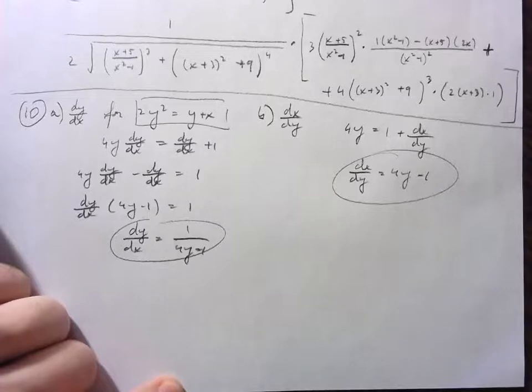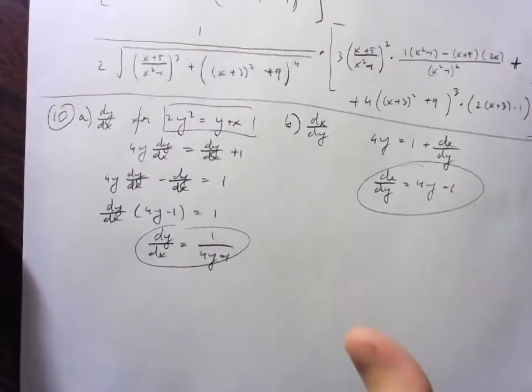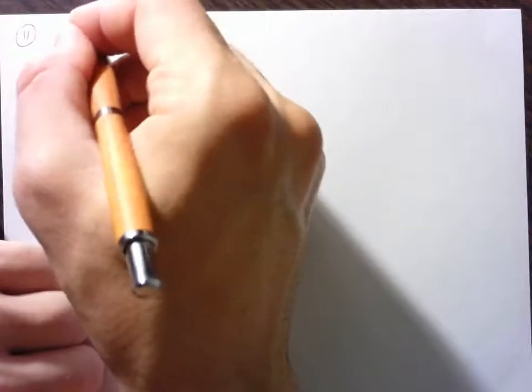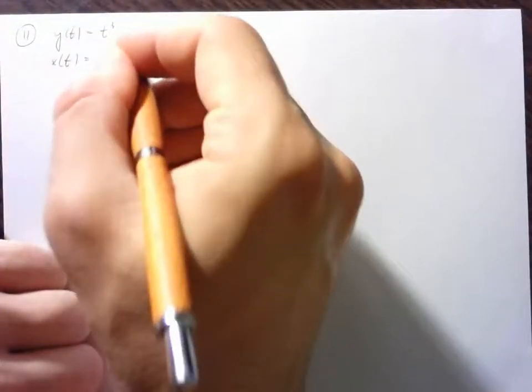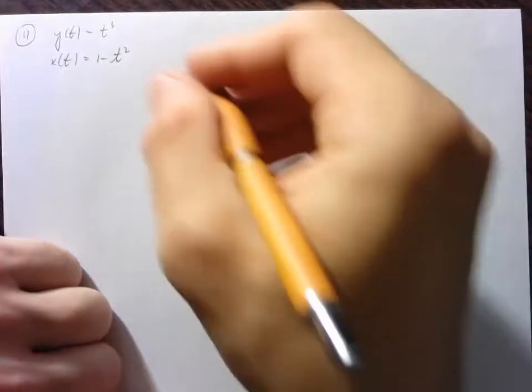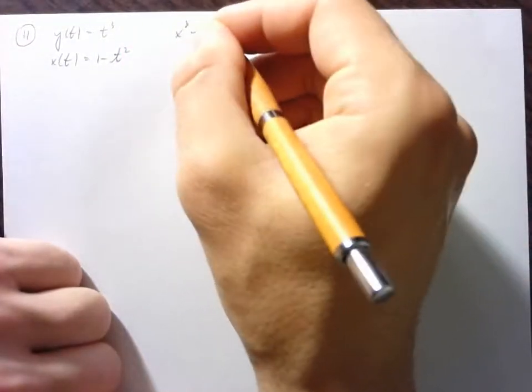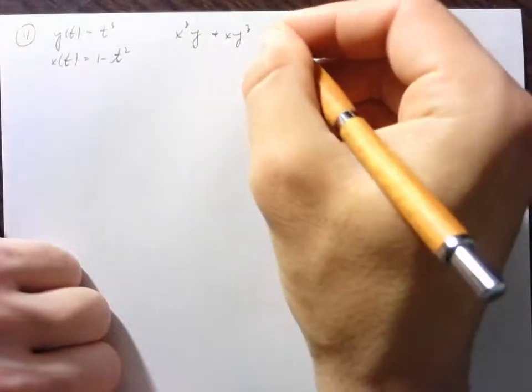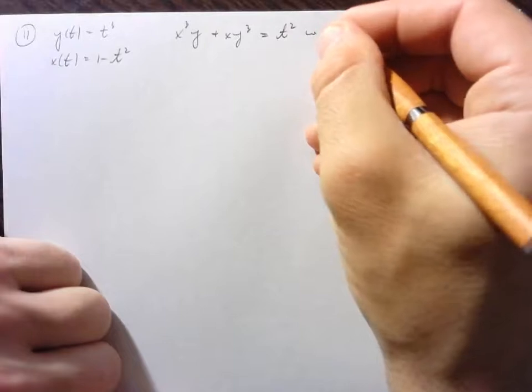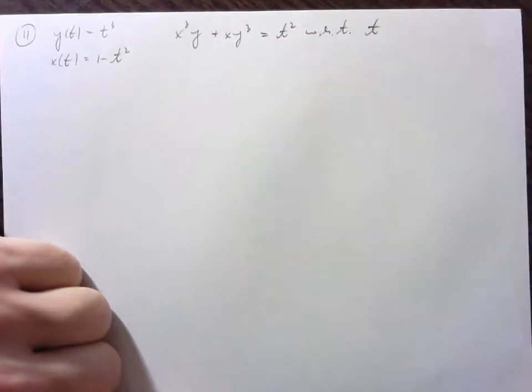So fairly straightforward. Now let's move on to problem 11, and I'm going to start with a new sheet of paper here because I feel like this is going to take a little more room to solve. So problem 11 here now is telling us the following. We have two functions, y of t equals t cubed, and x of t is 1 minus t squared, both vary with t, and we want to differentiate the equation x cubed y plus xy cubed equals t squared with respect to the variable t.